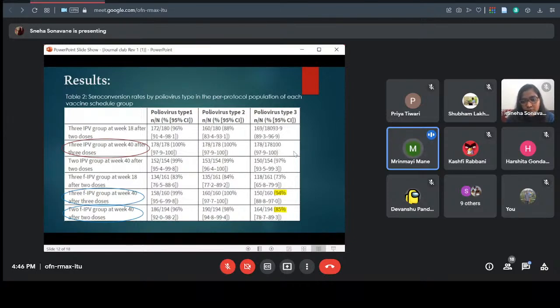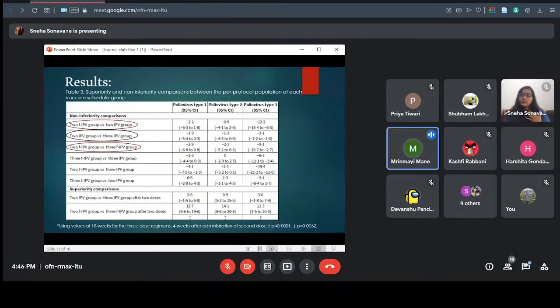Now, when we compare the 3 fractional IPV group with 2 fractional IPV group, the ones which are marked with blue circle, the seroconversion rates for poliovirus 1 and poliovirus 2 are almost similar in both the groups. But when we compare the seroconversion rates for poliovirus 3, the seroconversion rates in 2 fractional IPV group are significantly lower as compared to the 3 fractional IPV group. So keep this in mind. We'll revisit this table at the time of discussion again.